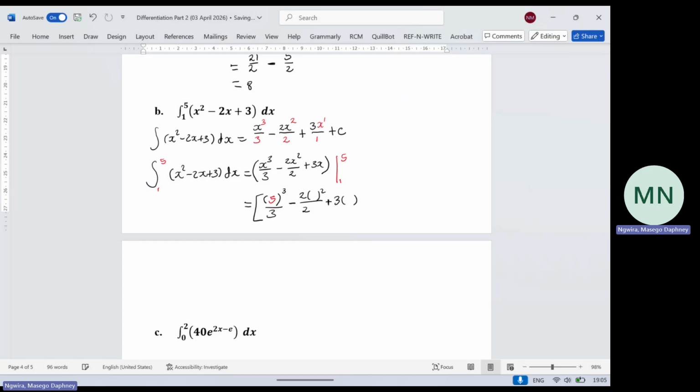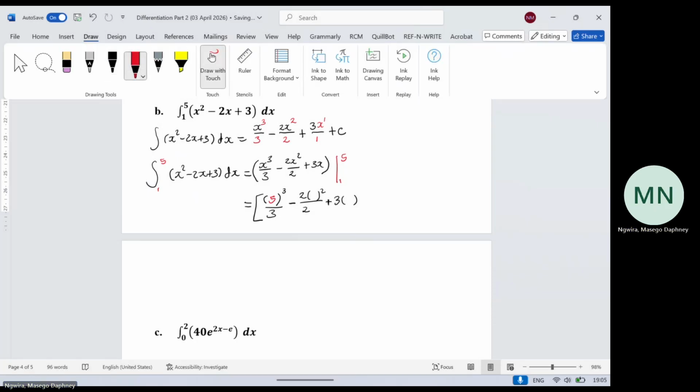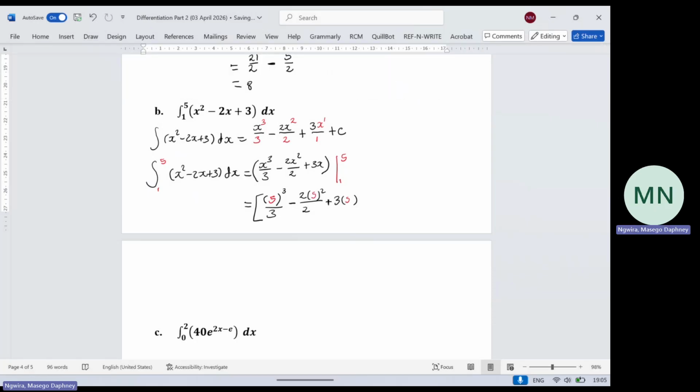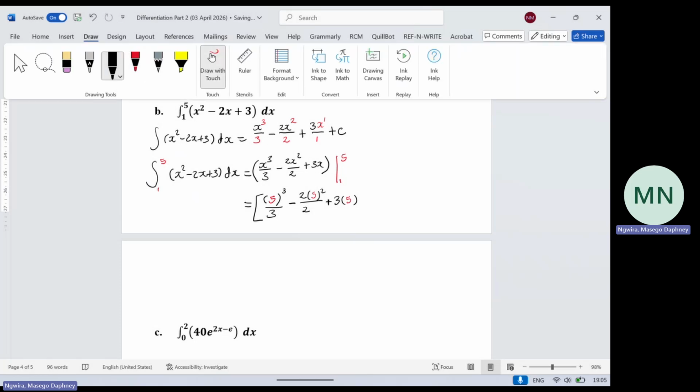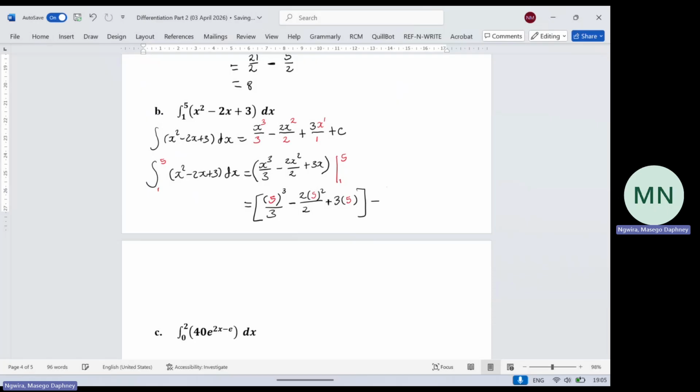Wherever I see x, I'm going to put 5 in this one. 5, 5. And then you can also check your notes to see what happens to the c. But as I said, they cancel. And then minus, now we substitute the 1. So this is to the power of 3 over 3. Then plus minus. You can divide these twos and they cancel each other. Because I forgot to cancel them, I'm just moving with them. So this is 1, 1, 1.